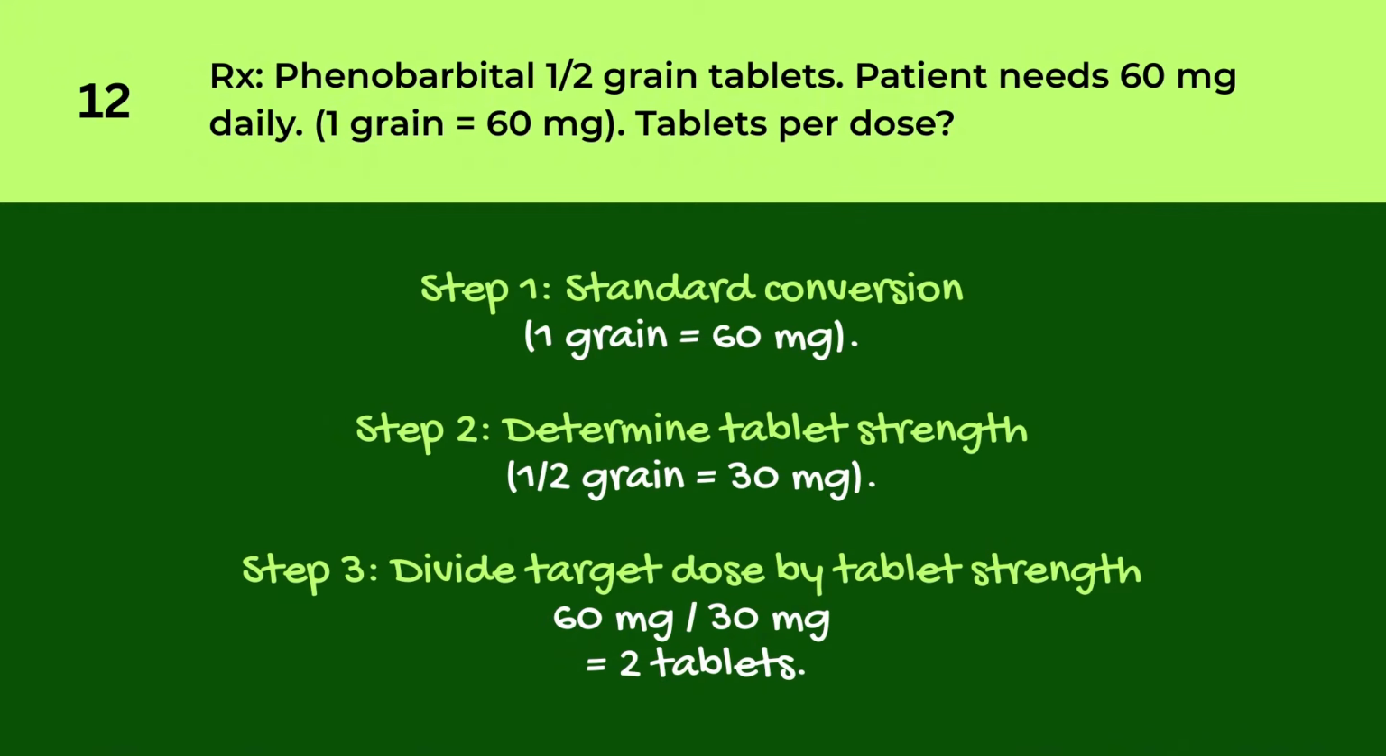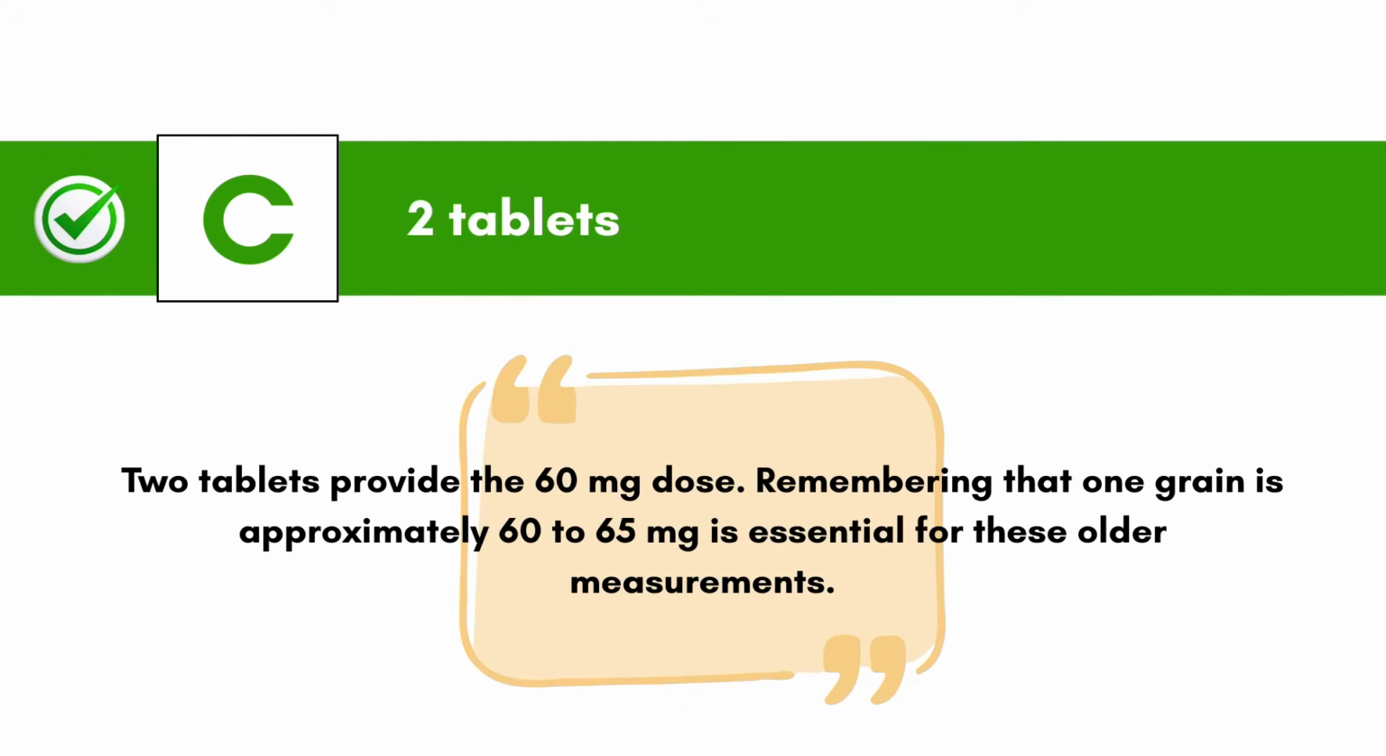Finally, we divide 60 milligrams by the 30 milligrams in each tablet. That gives us our tablet count. Ready to check our work? You got it. Option C is correct. 2 tablets provide the 60 milligram dose. Remembering that 1 grain is approximately 60 to 65 milligrams is essential for these older measurements.